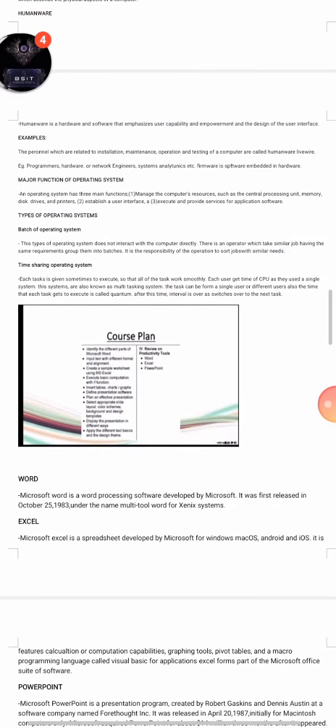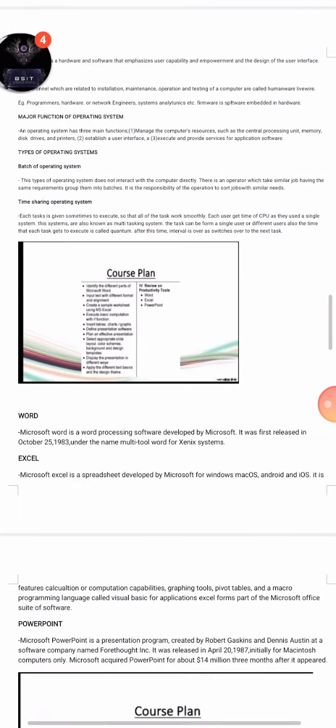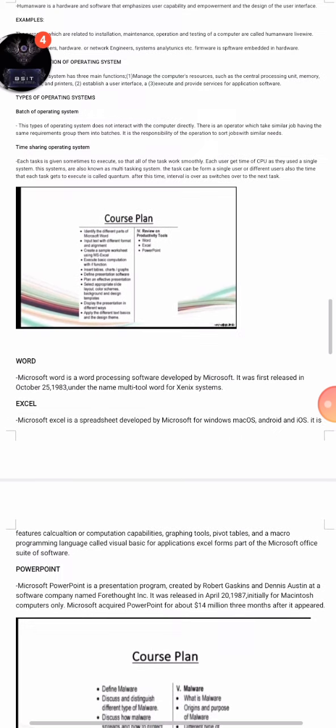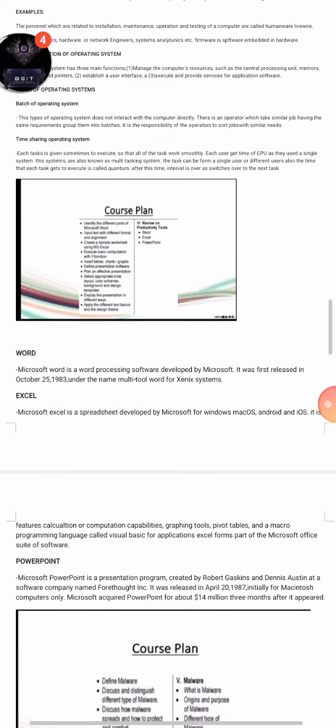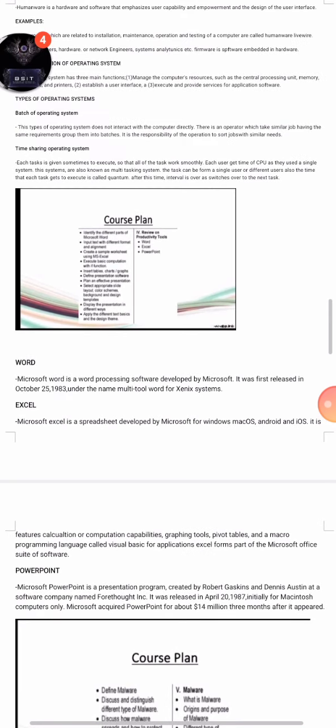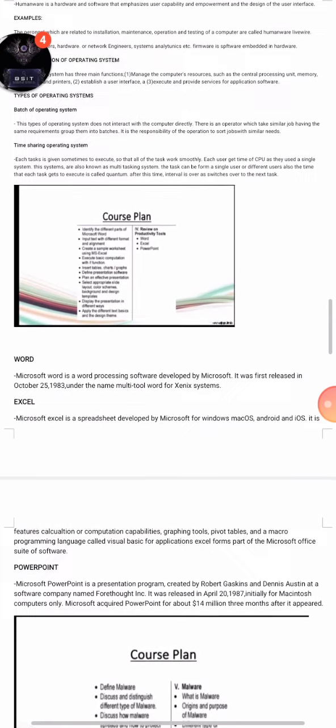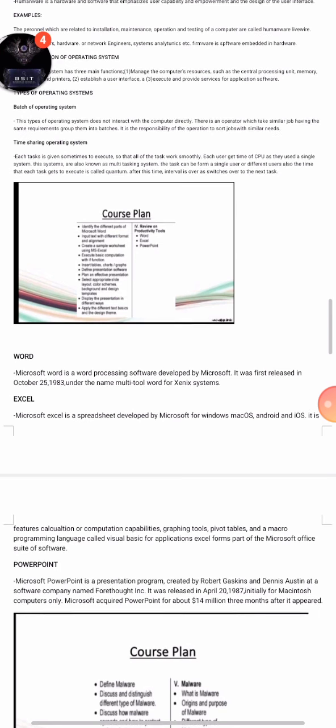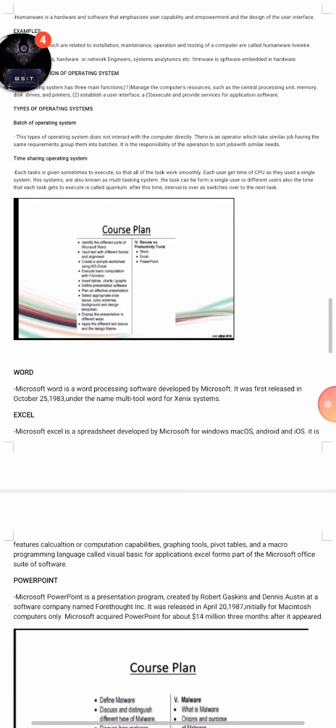Course plan. Review on productivity tools: Word, Excel, and PowerPoint. Word. Microsoft Word is word processing software developed by Microsoft. It was released on October 25, 1983 under the name Multi-Tool Word for Xenix systems.